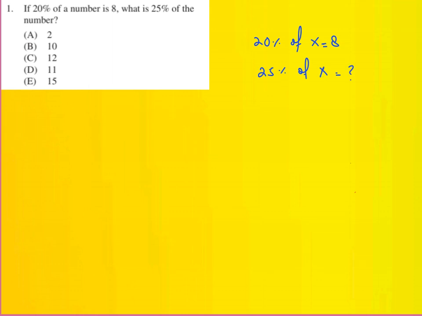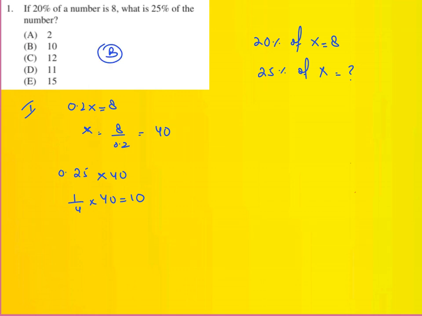Now there are two ways to solve this. Either you solve for x first, or you can use ratios. So if I solve for x first, 20% is actually 0.2. So 0.2x is 8. Hence x is 8 upon 0.2, which is 40. Once you have x, you can find 25% of x. That's 0.25 times 40. Or you can say 1 upon 4 times 40, which is 10. So that's B.